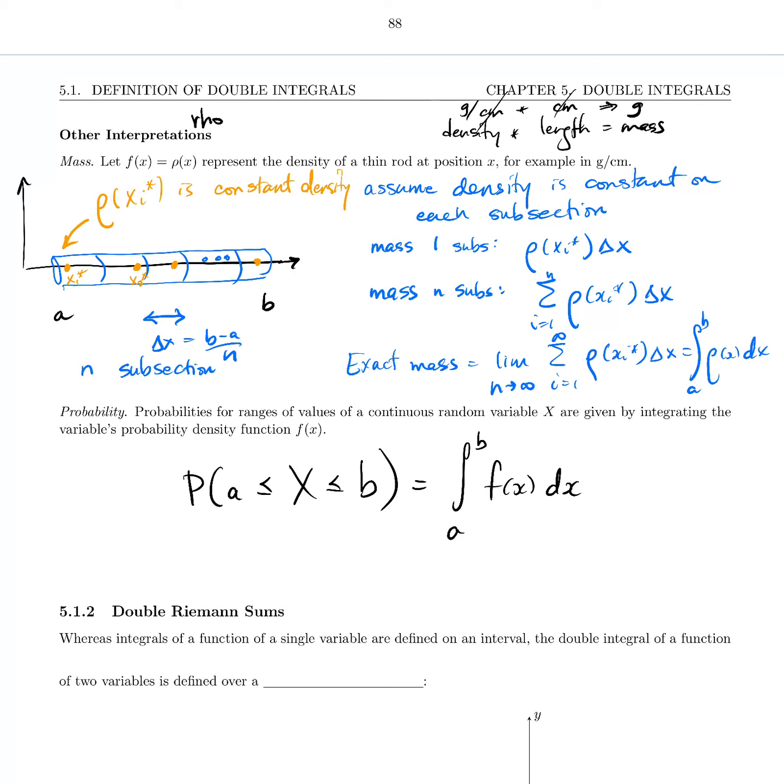So there's three different interpretations of a single integral, and we're going to use those interpretations throughout the course when we move into double integrals. In the next section, we're going to look at not a single Riemann sum, but double Riemann sums.